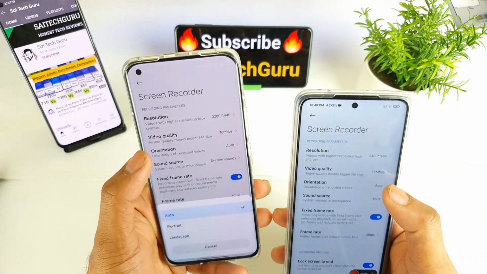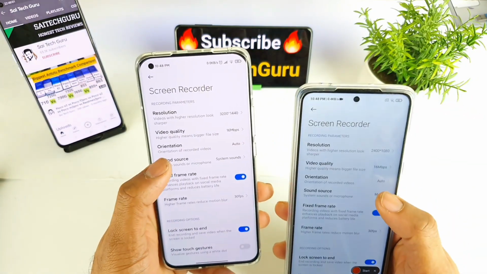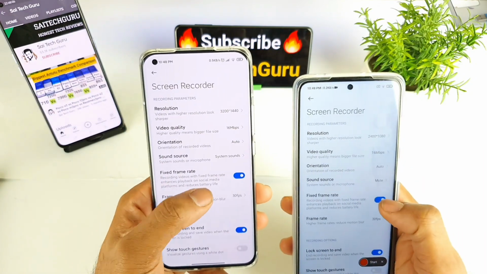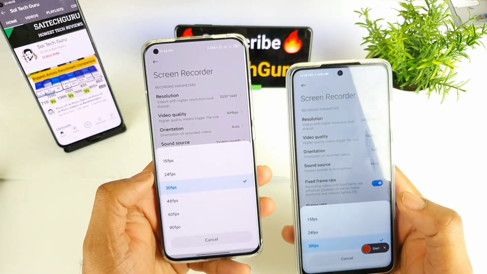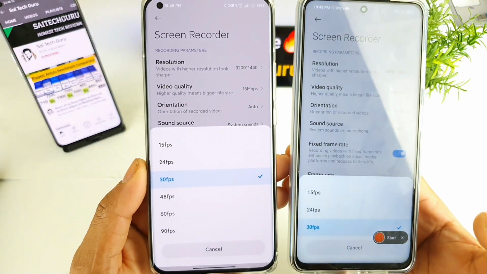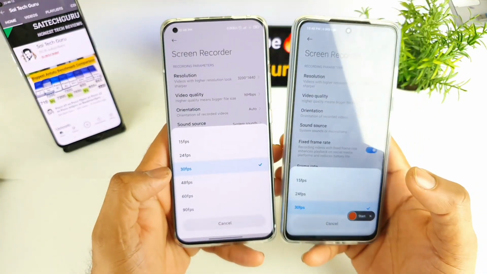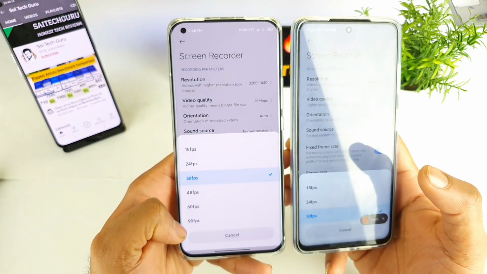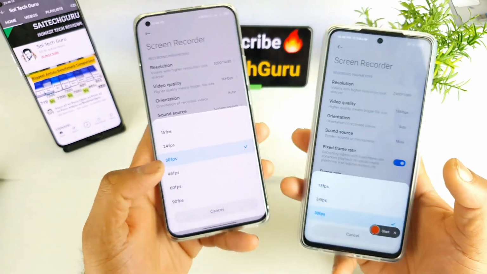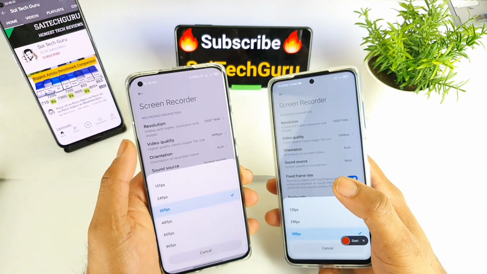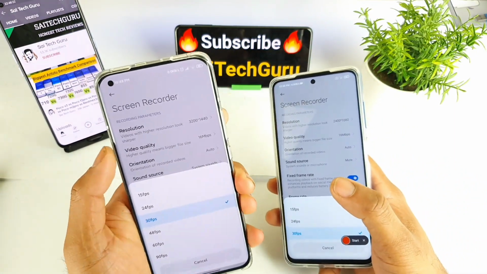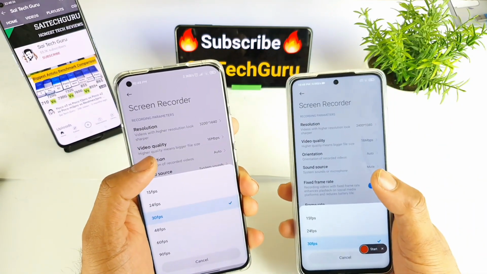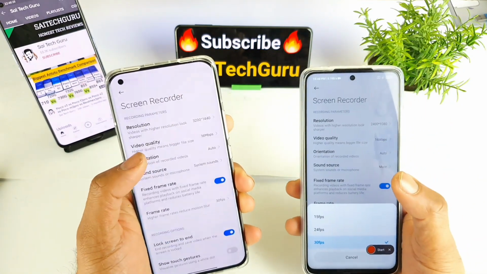And next is the orientation, auto, so both are the same. The sound source options are the same, and the fixed frame rate is also the same. In the frame rates, as you can see, friends, you have 6 different options: 15 fps, 24, 30, 48, 60 and 90 fps recording. So this is what I'm talking about, friends. Some of the features are implemented in the Mi 11, and they still need to be implemented on this Poco X3 in the upcoming days.